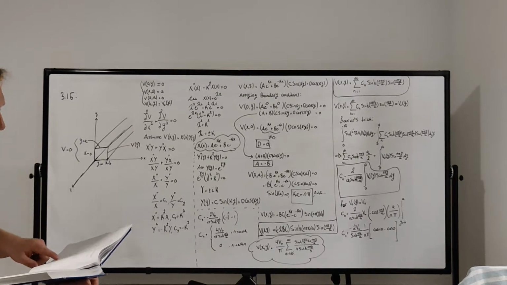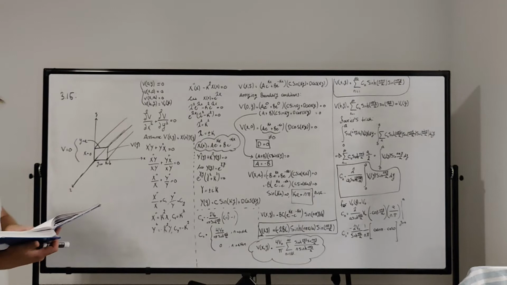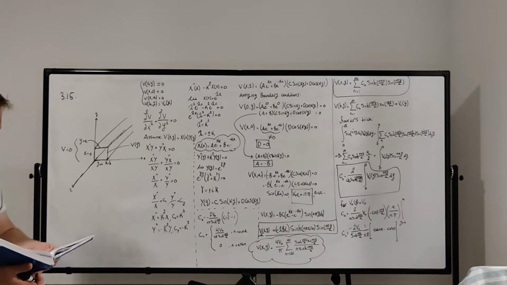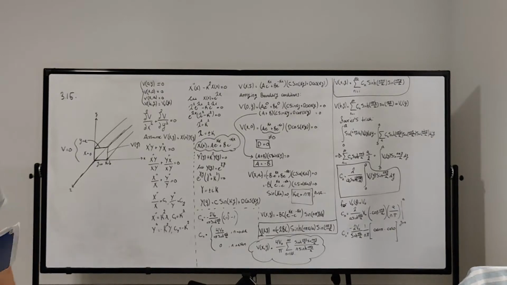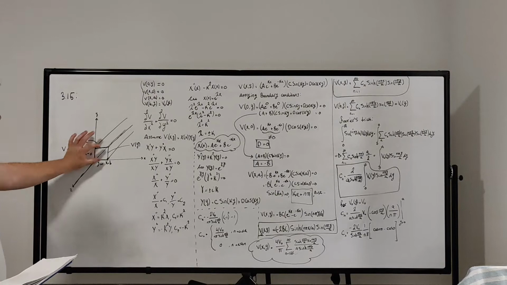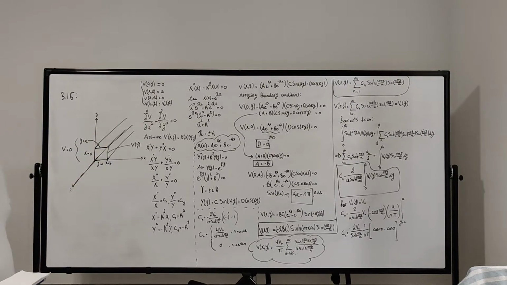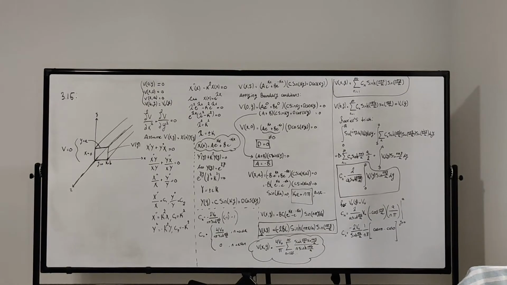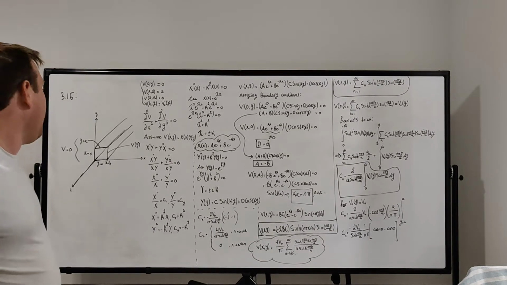So part A is to develop a general formula for the potential inside the pipe, and then part B says to find the potential explicitly for the case that V naught of y is just a constant potential. So that's basically it from the book. We have a lot of math to go through.